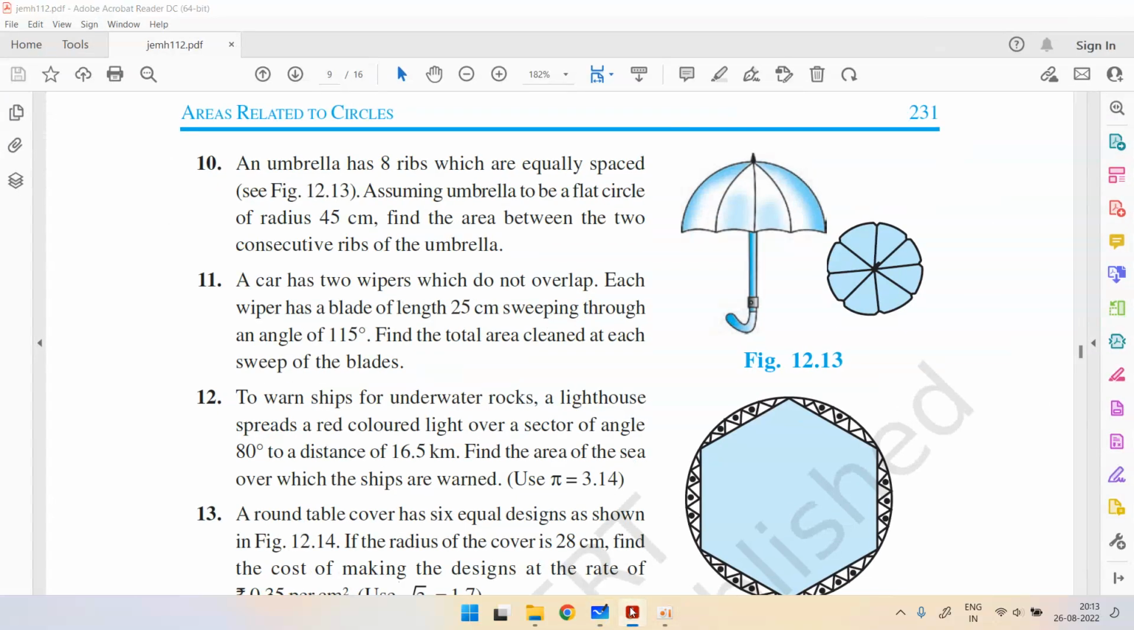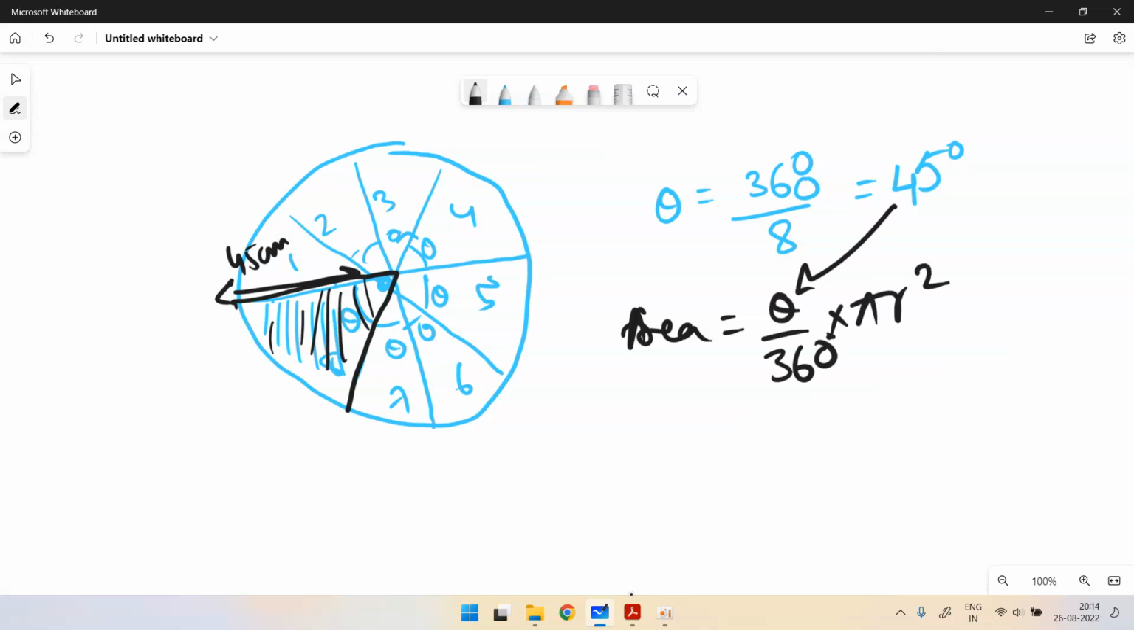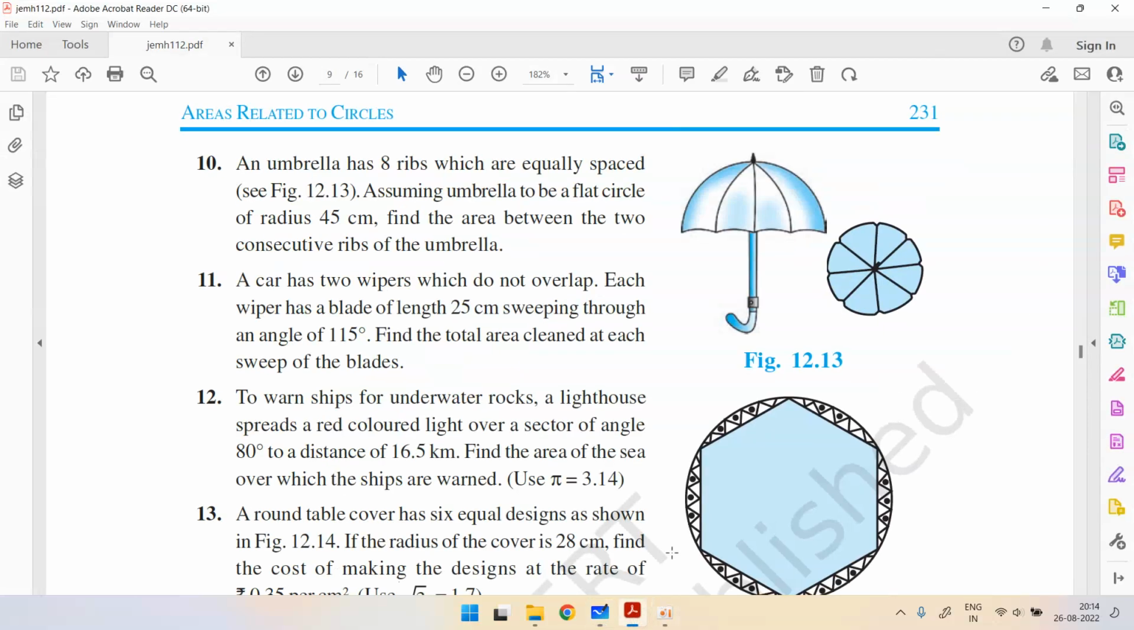So the area between any two consecutive ribs, see, one rib is this, another rib is this. The area between these consecutive ribs will be the area of this sector: theta by 360 degree into pi r square. Theta you can substitute here, that is 45 degree, and in pi r square, r you need to substitute 45, and take pi as 3.14. Put the value, you will get the answer.